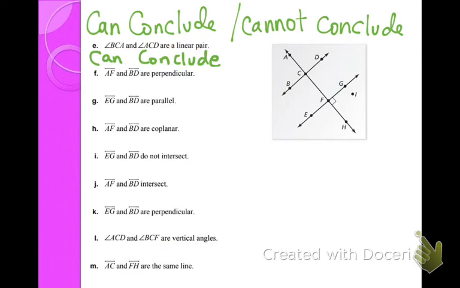The next one, it says AF and BD are perpendicular. So AF, I'll just highlight. AF and BD are perpendicular. Perpendicular means they intersect and form 90. Can I conclude that from this picture? No, because what part do I not know about? There's not a box, so I don't know if they form 90. So I cannot conclude.